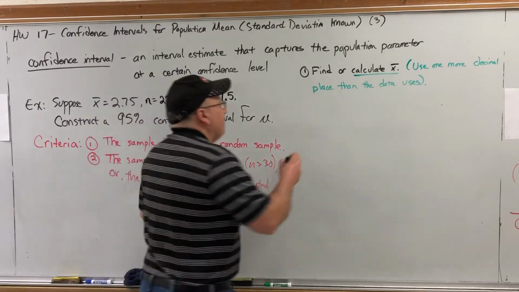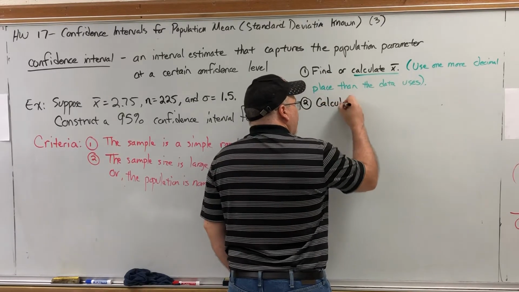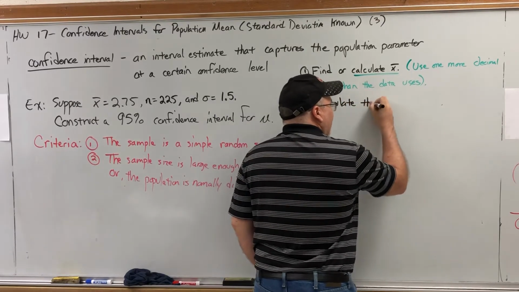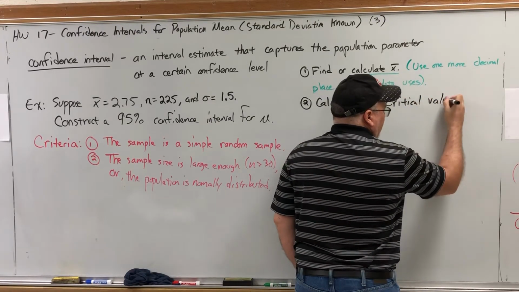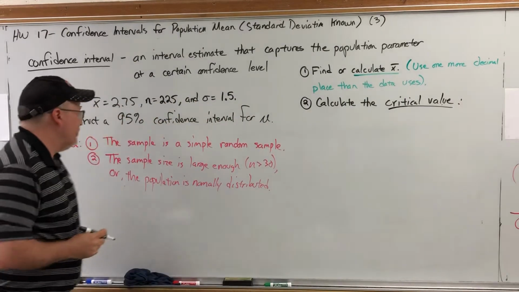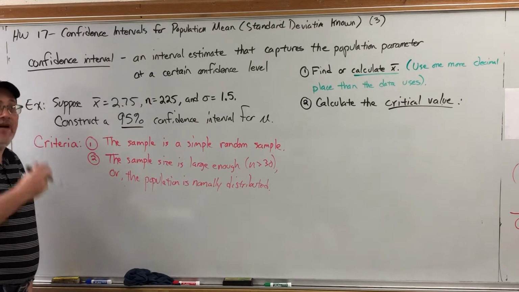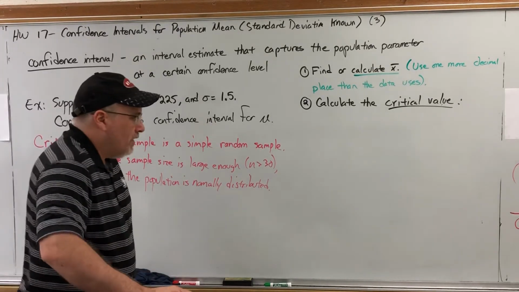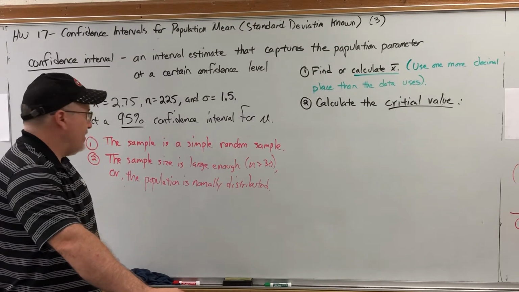All right, number 2. Calculate the critical value. Now, I haven't defined what a critical value is yet, but I'm about to. The critical value is tied closely to the confidence level. In this case, the confidence level is 95%. Now, what does the confidence level represent contextually in a confidence interval?